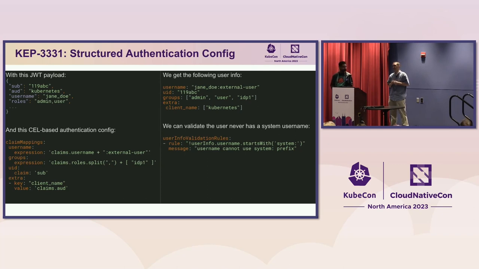Yeah, that's correct. So the things that you have access to are the token, if you're doing token authentication, and then request attributes. So source IP is not included in request attributes yet, but if it's included in the token itself, then you could map that into extra information, and that would be visible to the authorizer.